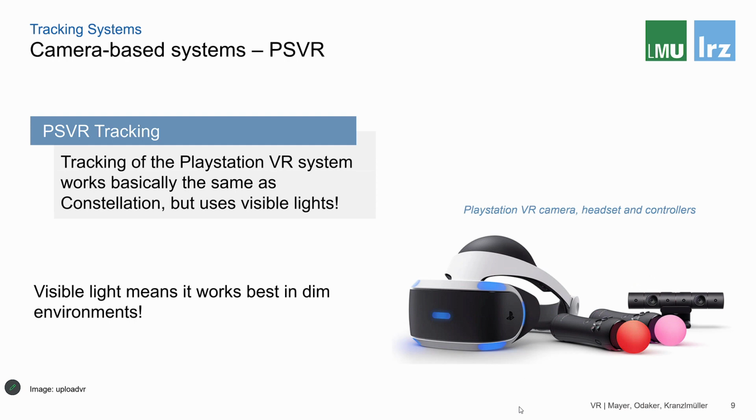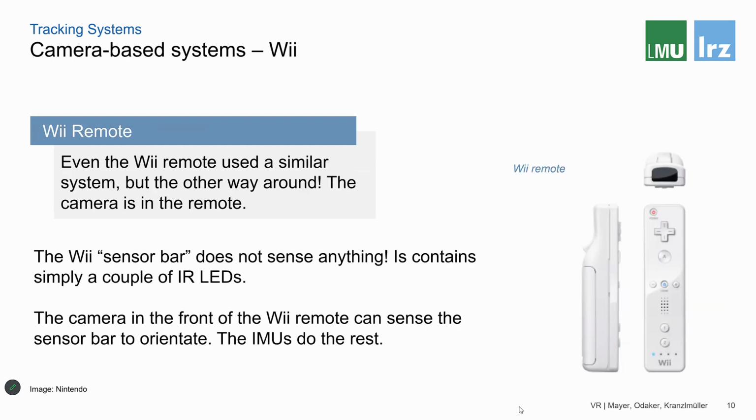Another camera-based system that a lot of people know is the Wii Remote. The Wii Remote also uses a camera-based system, but it is the other way around compared to the PlayStation VR system. Because with the Wii, you got this Wii Remote itself, which was a controller that was slightly bulky.